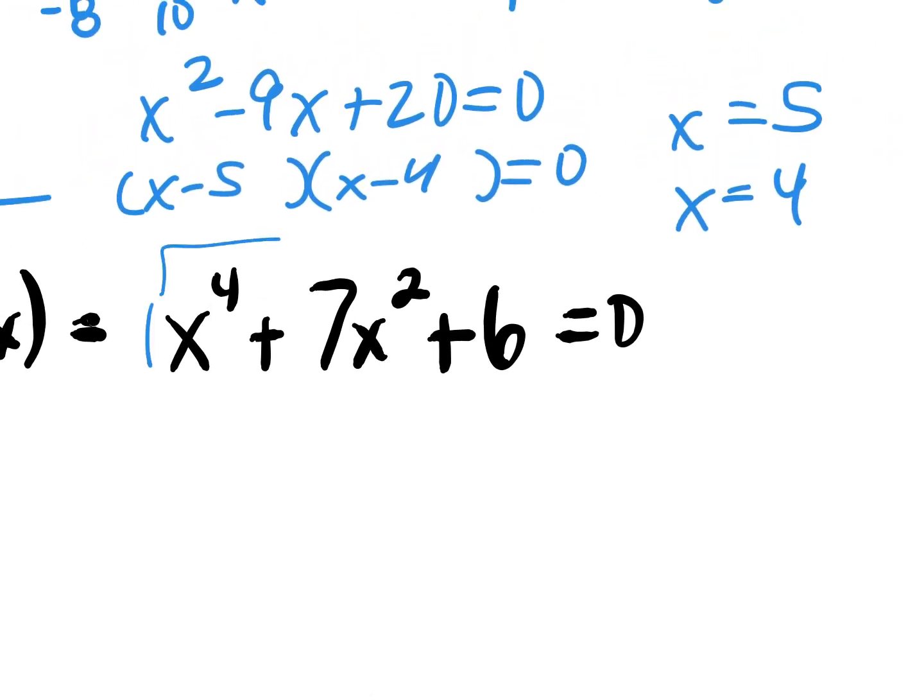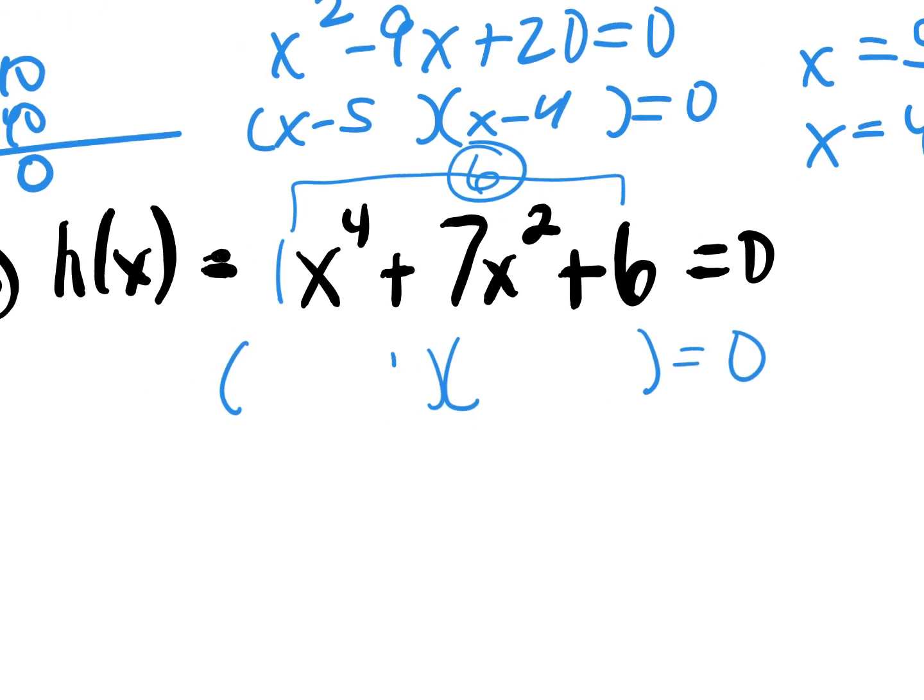This is 1, and this is 6. What are the factors of 6 that'll multiply to give me 6, but add to give me 7? 1 and 6, right? Well, what times what gives me x to the 4th? x squared and x squared.